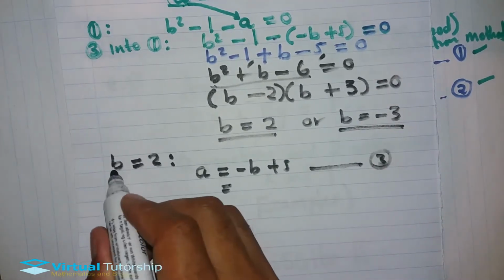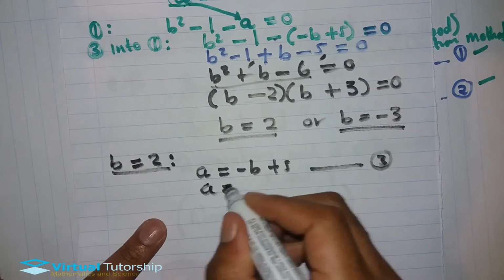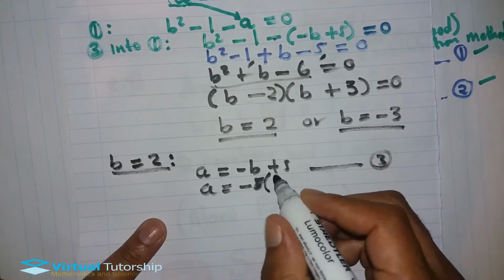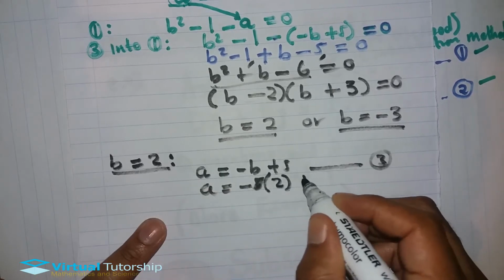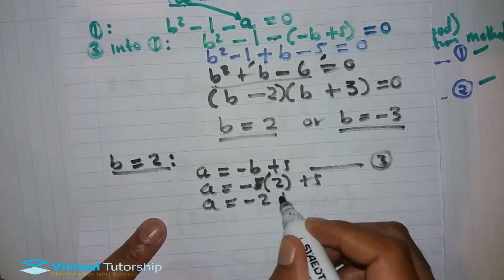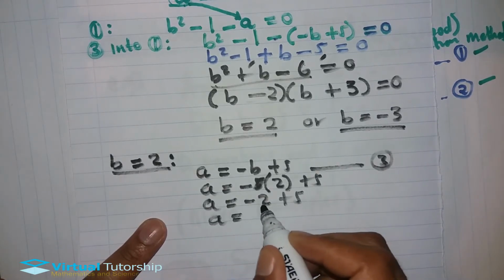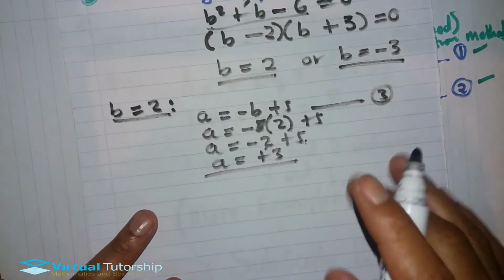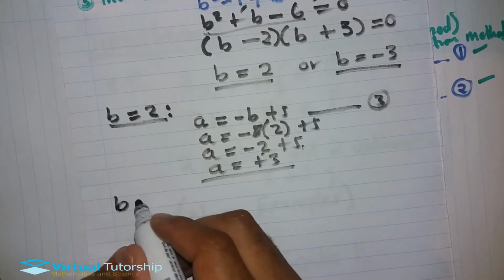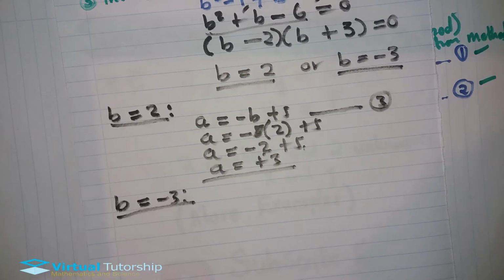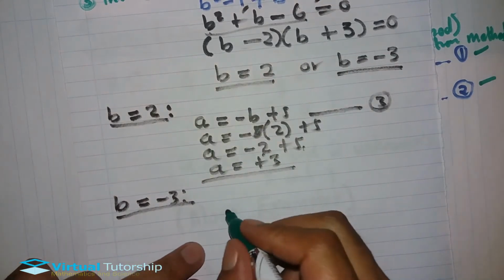Well, if b is equal to 2, then a is equal to minus open bracket 2 close bracket plus 5. A is equal to negative 2 plus 5. A is equal to positive 3. So for b equals 2, a equals 3. Now let's find the value of a for the other b.